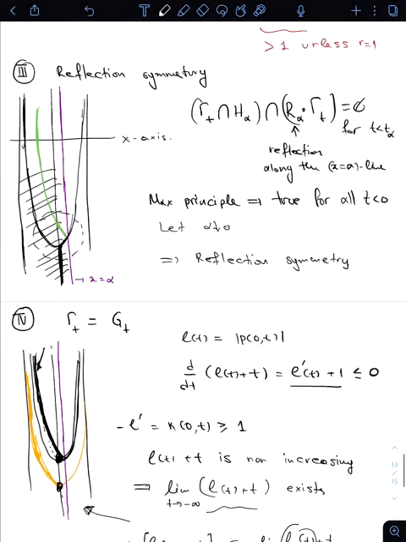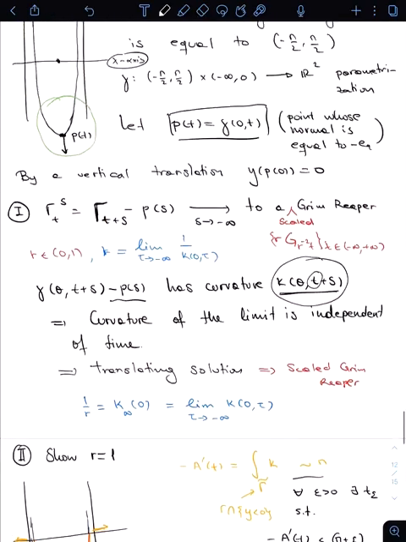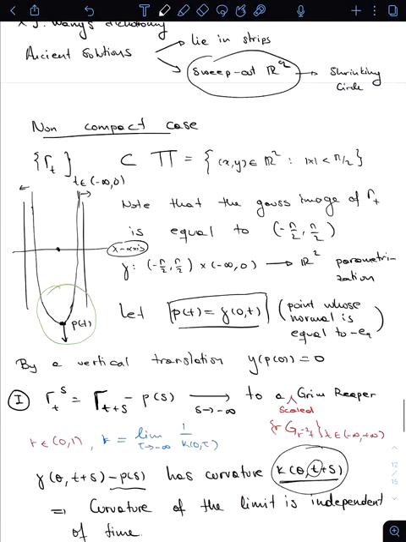Let's just go one more time through the steps. So we wanted to prove that if you have a solution that lies in a strip, then it has to be the Grim Reaper, convex, non-compact. What we did is first, we showed that around the tip here, the solution looks like a Grim Reaper. We did this by looking at translations of this point at the origin, taking a limit. We get a translator. We showed that then it has to be the Grim Reaper. Well, this is the only convex translator in dimension 1.